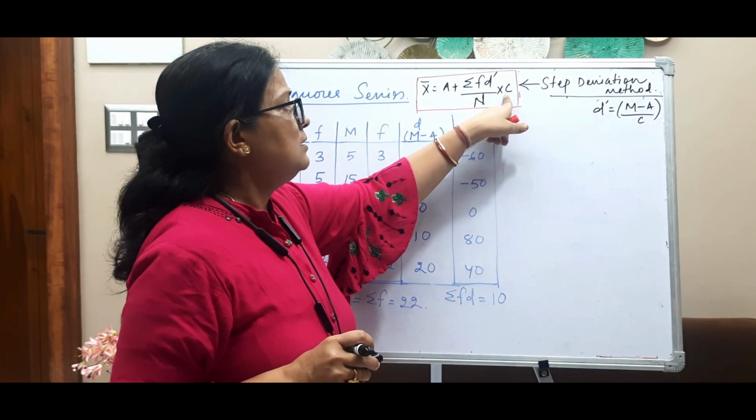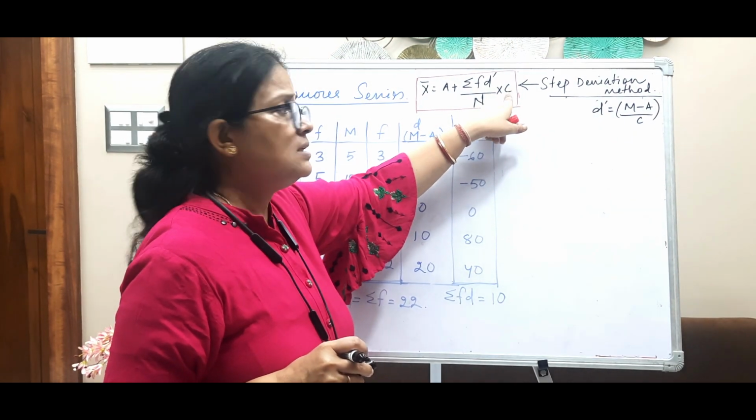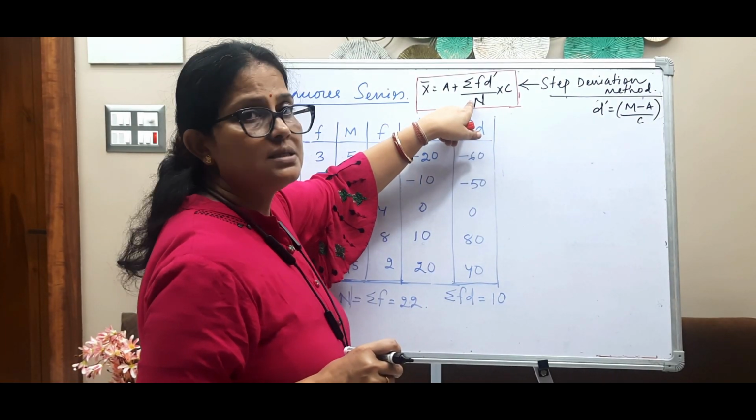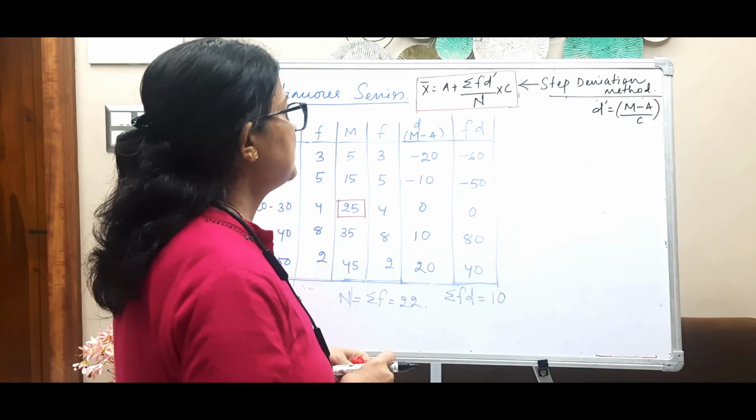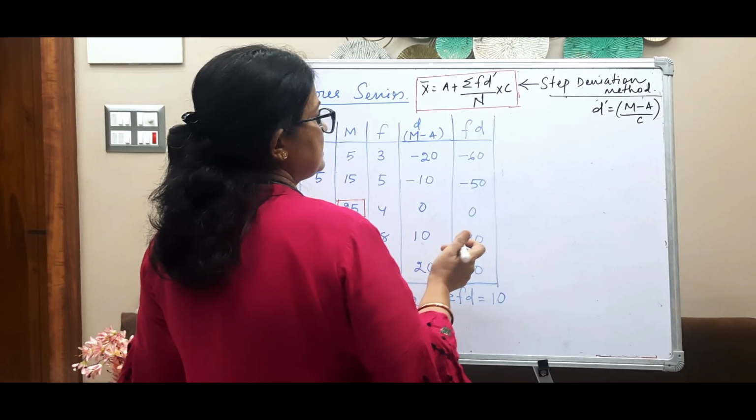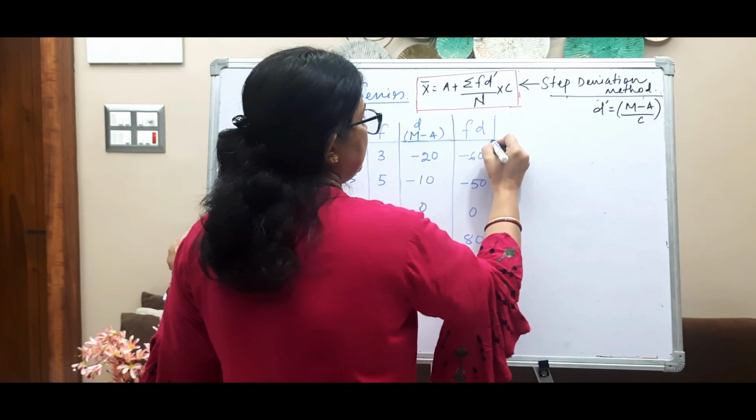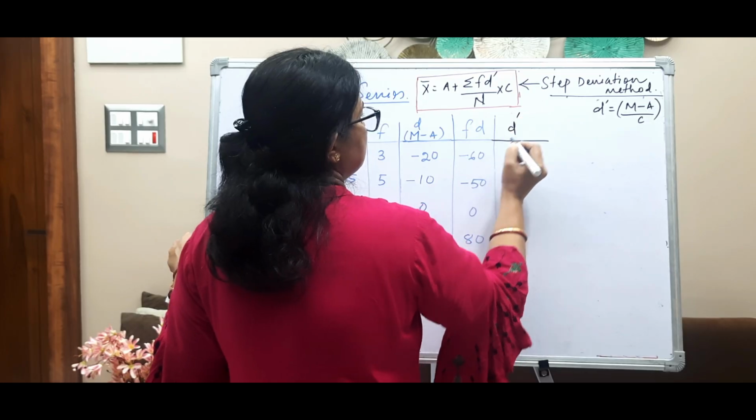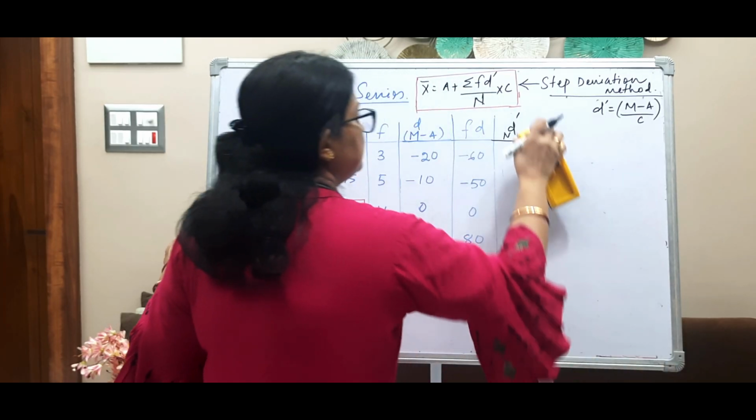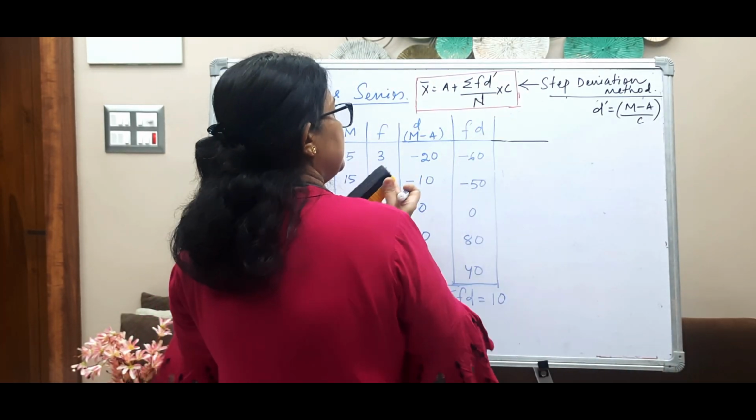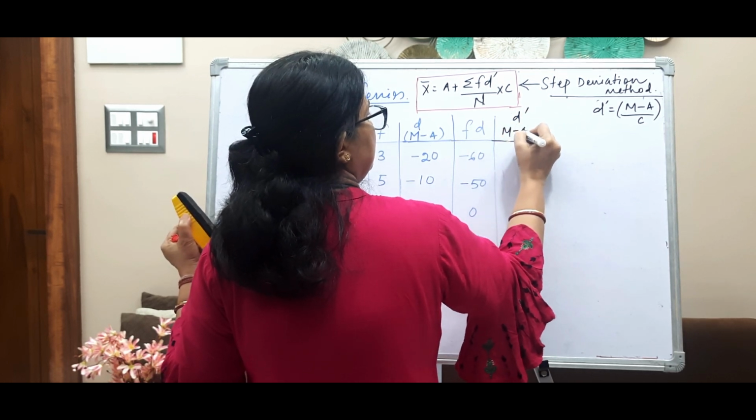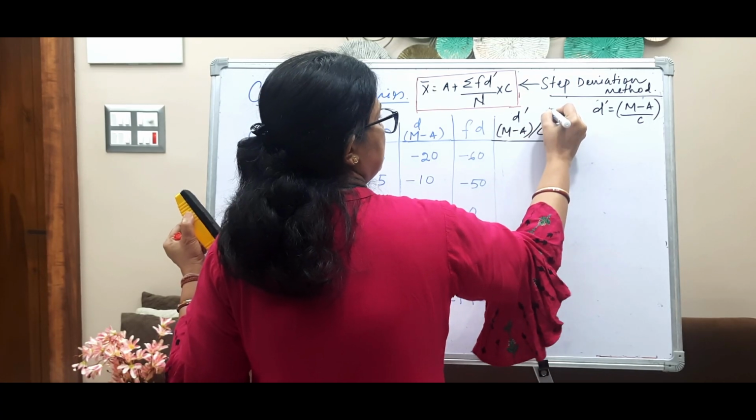All the other things like c, n, we all know. c is the common factor and n is our frequency, sigma f. Now we can find f d dash. To find d dash, what do we need to write? This is our d dash. d dash equal to m minus a divided by c.